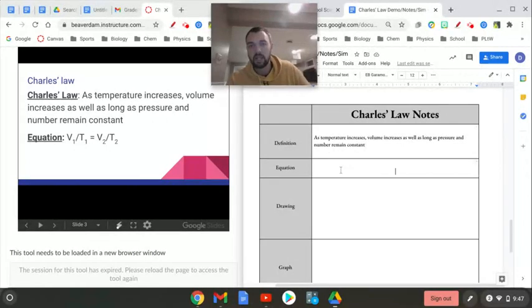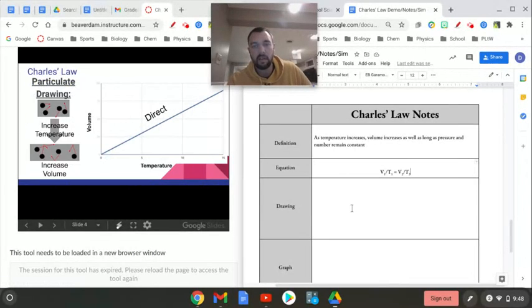So what does the equation look like? V1 divided by T1. Now, what do they stand for? Volume and temperature. The ones just mean our initial condition, or what they were originally. And that's equal to V2 divided by T2. So our volume divided by our temperature in an initial case is going to be equal to our volume divided by our temperature in a secondary case.